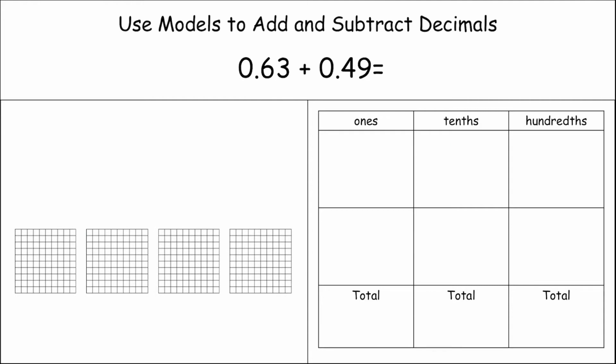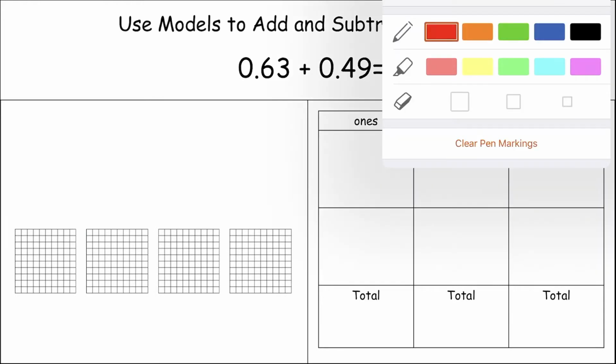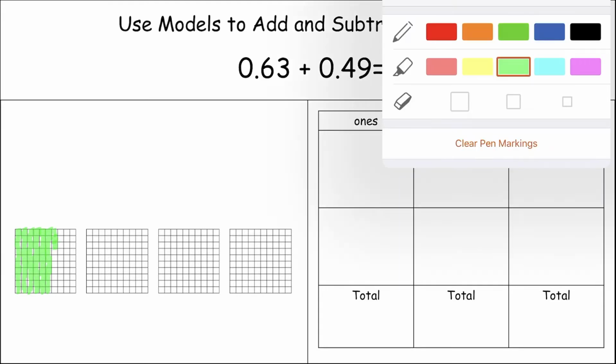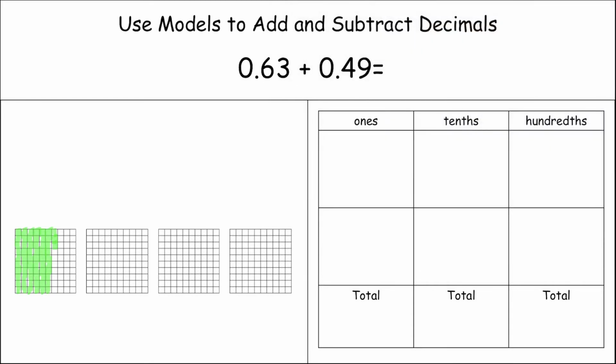Now I have 63 hundredths. So here we go. I'm going to shade it in. I have 6 tenths, 1 tenth, 2 tenths, 3 tenths, 4 tenths, 5 tenths, 6 tenths, and 3 hundredths. 100th, 200th, 3 hundredths. And now let's say I'll do this one. I have 4 tenths, but I can't just go down, so I'm just going to color them in.